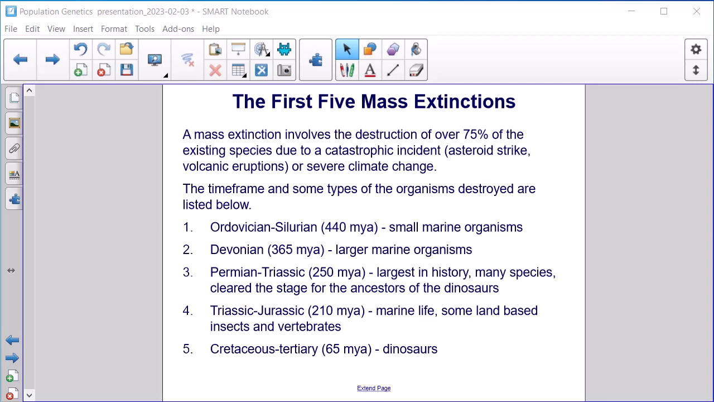of the dinosaurs. 4, the Triassic-Jurassic, 210 million years ago, destroying marine life, some land-based insects and vertebrates, and the 5th, the Cretaceous-Tertiary, 65 million years ago, which killed off the dinosaurs.